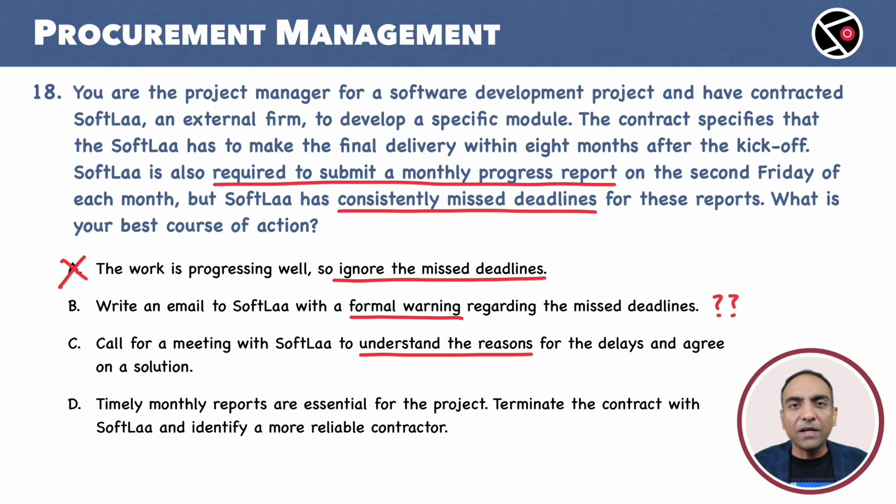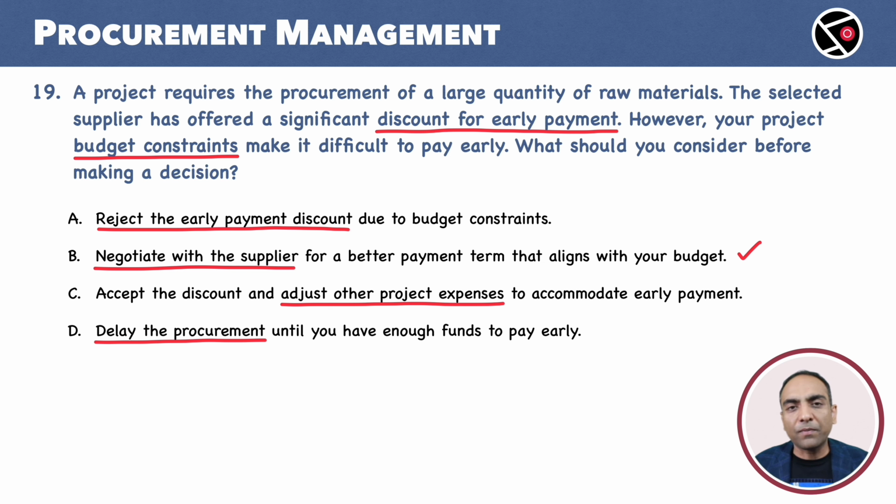C. Accept the discount and adjust other project expenses to accommodate early payment. Again, this statement fails to consider the risks associated with adjusting the other project expenses. Might not be a good choice. D. Delay the procurement until you have enough funds to pay early. Definitely incorrect. The seller wants early payment, and we are considering delay in procurement. Doesn't make sense. We drop A, C, and D. B is our choice.